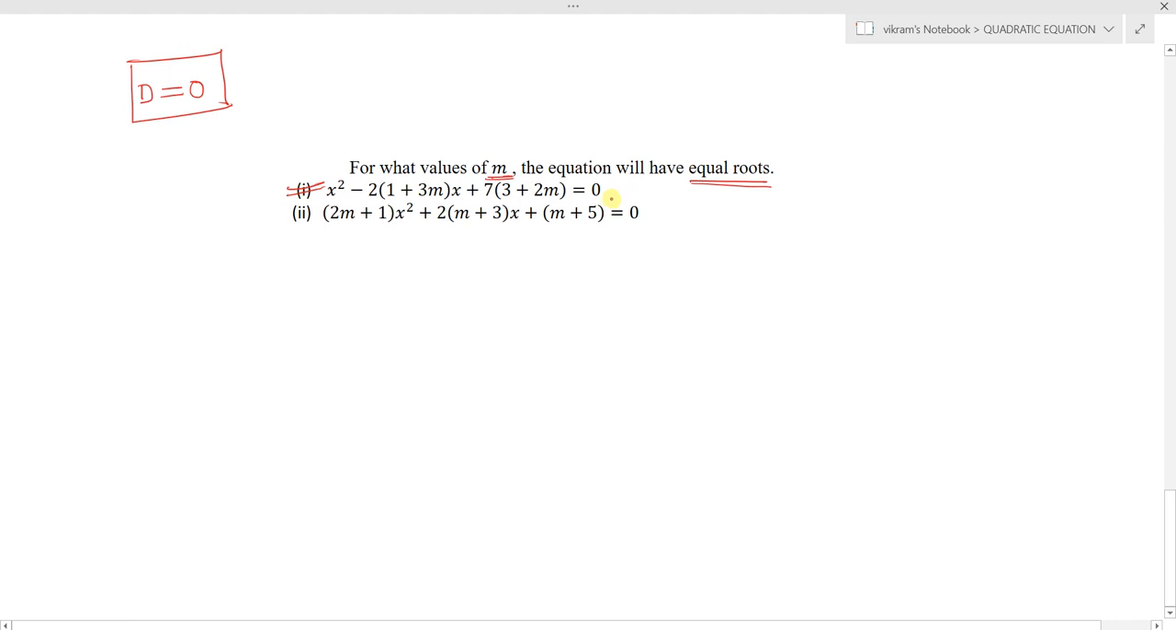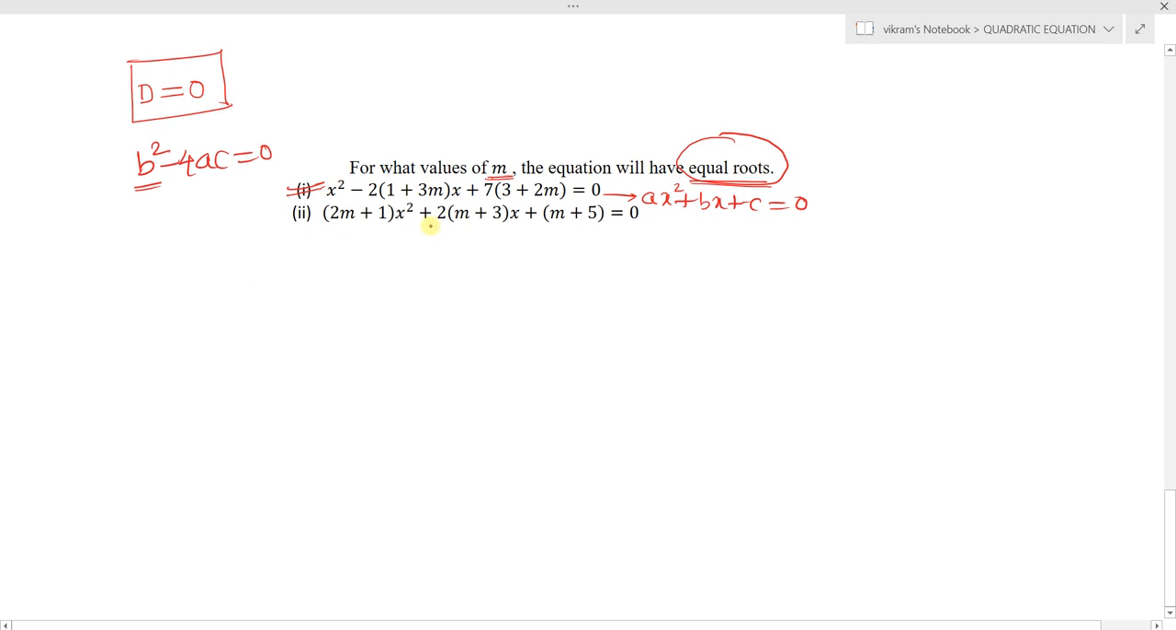Now compare the first one. What has he given? x square minus 2 times (1 plus 3m) times x plus 7 times (3 plus 2m) equals 0, with the regular quadratic equation ax square plus bx plus c equals 0. Since the equation has equal roots, we have to use the condition discriminant equals 0. If we solve this by substituting the values, we can find the required solution.